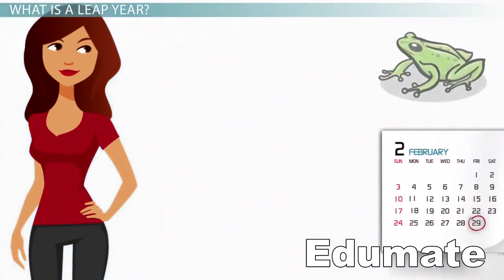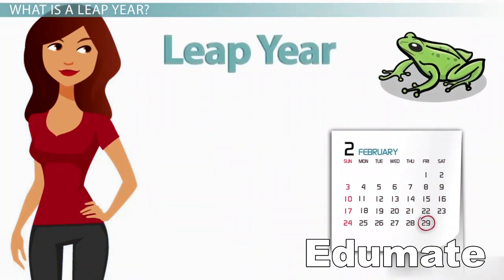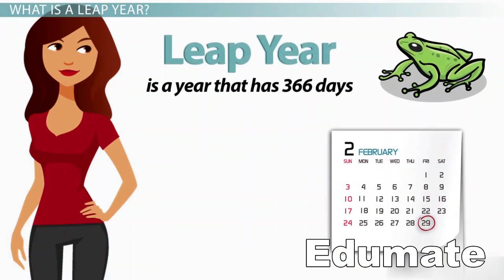Anyways, this lesson will tell you how the concept of a leap year arose and why. A leap year, by the way, is a year that has 366 days as opposed to the usual 365.